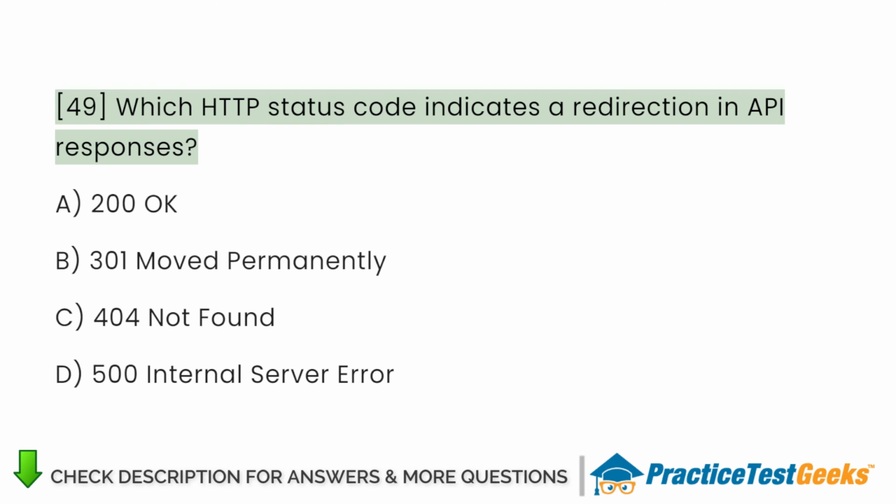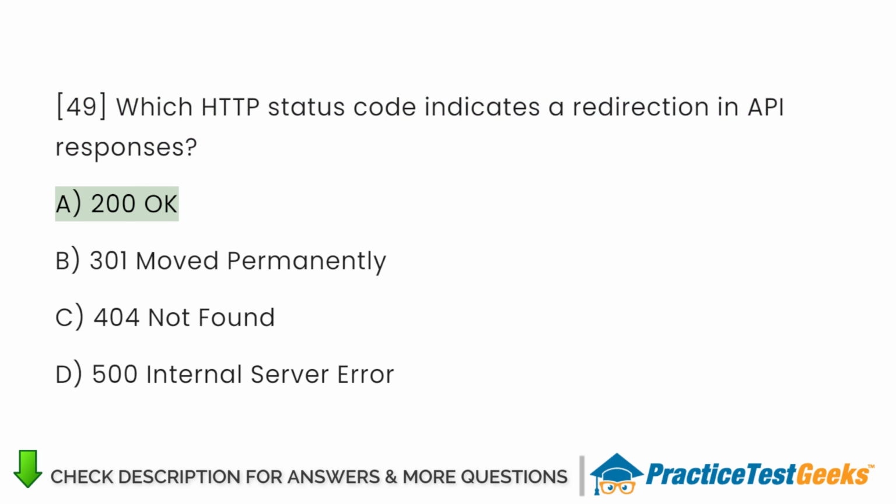Which HTTP status code indicates a redirection in API responses? A. 200 OK. B. 301 Moved Permanently. C. 404 Not Found. D. 500 Internal Server Error.